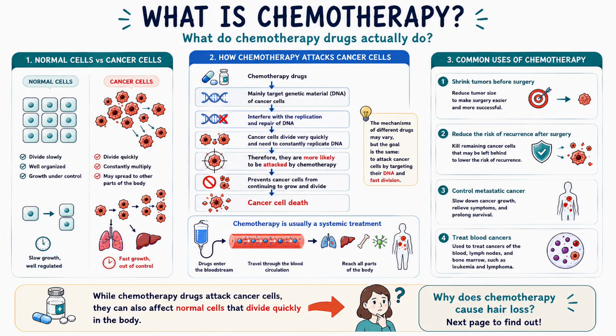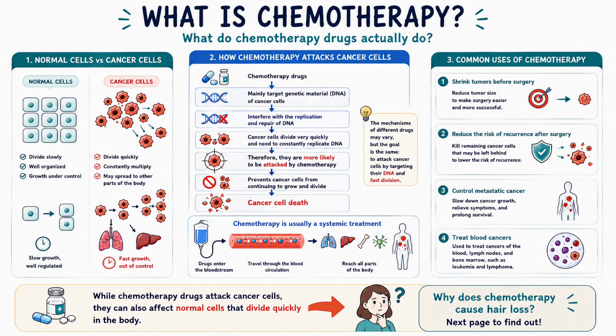Secondly, chemotherapy can be given after surgery. This is called adjuvant chemotherapy. Even if a surgeon removes all visible signs of cancer, tiny microscopic cancer cells may still remain in the body, and chemotherapy can help eliminate those remaining cells and reduce the risk of recurrence. Thirdly, chemotherapy is often used to treat metastatic cancer.